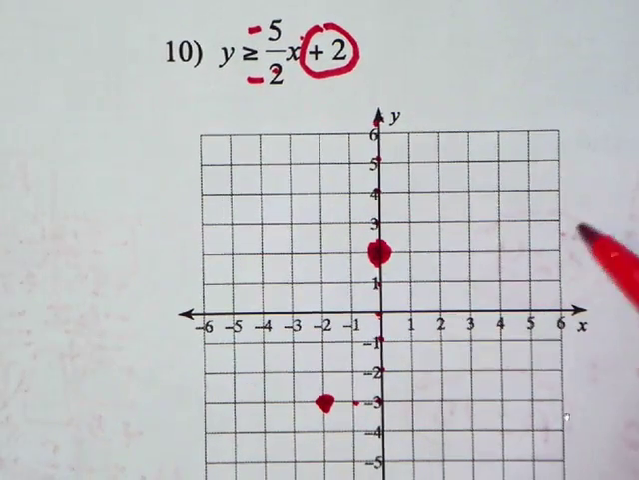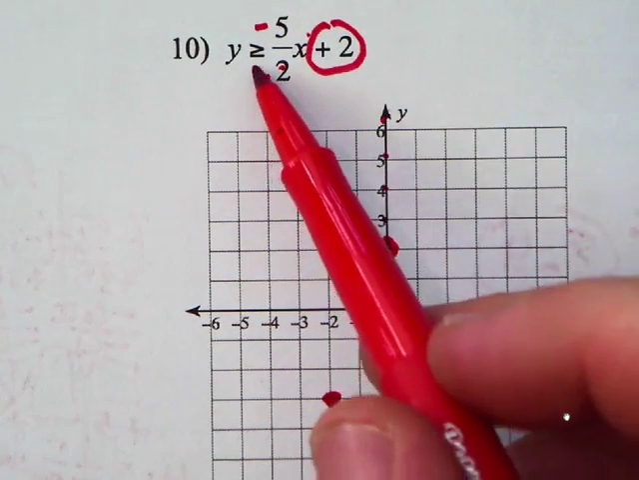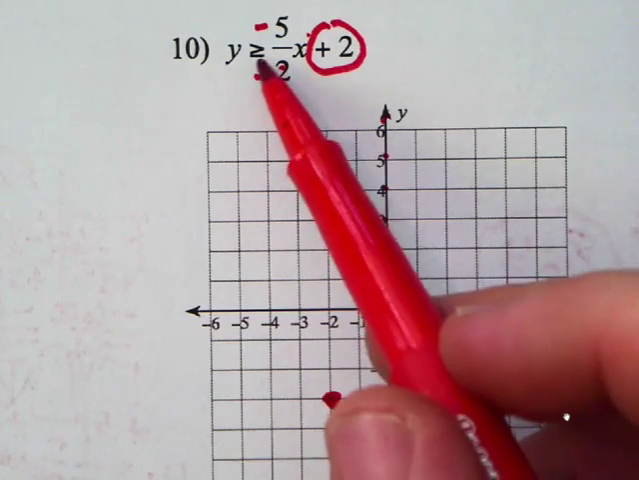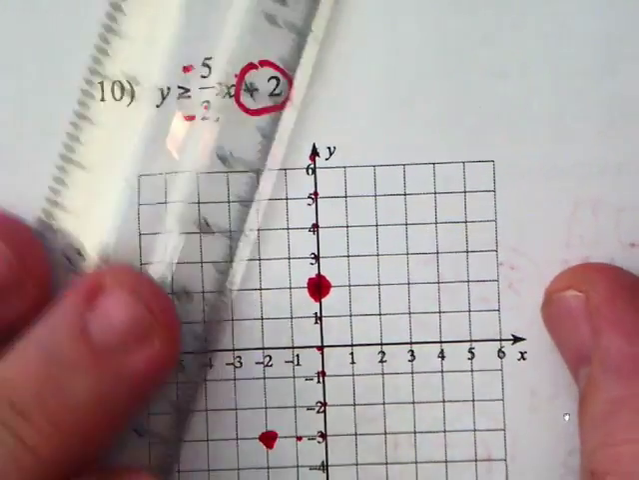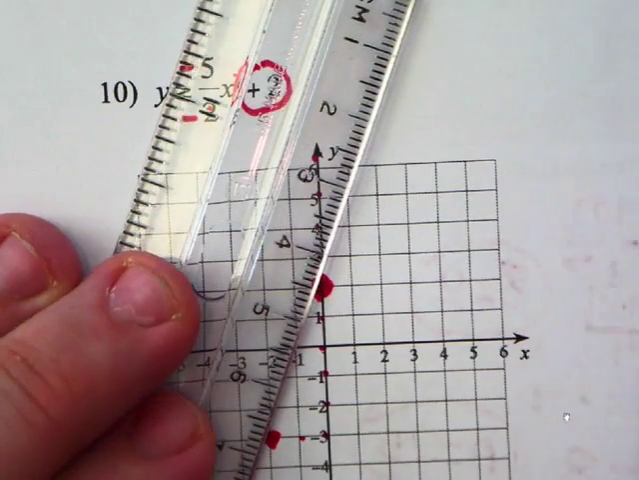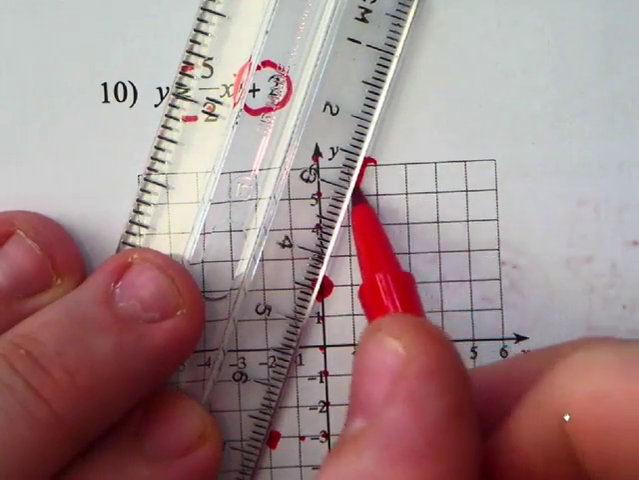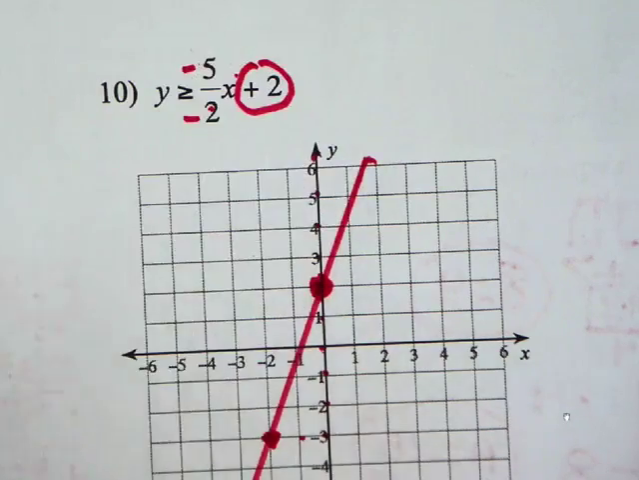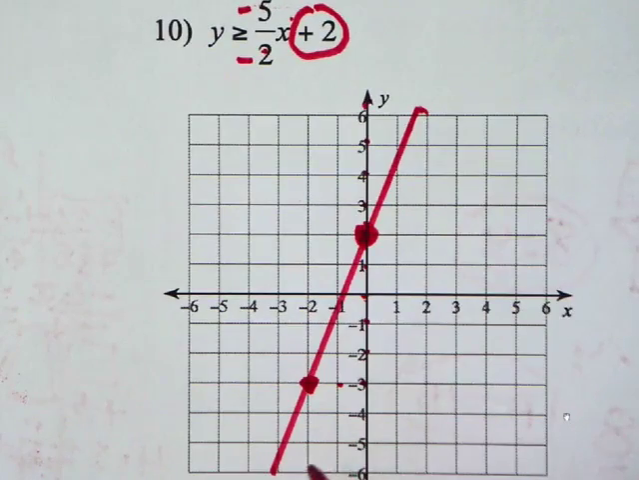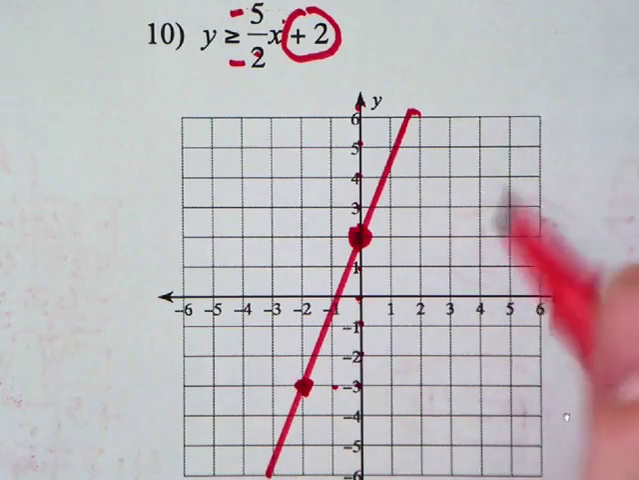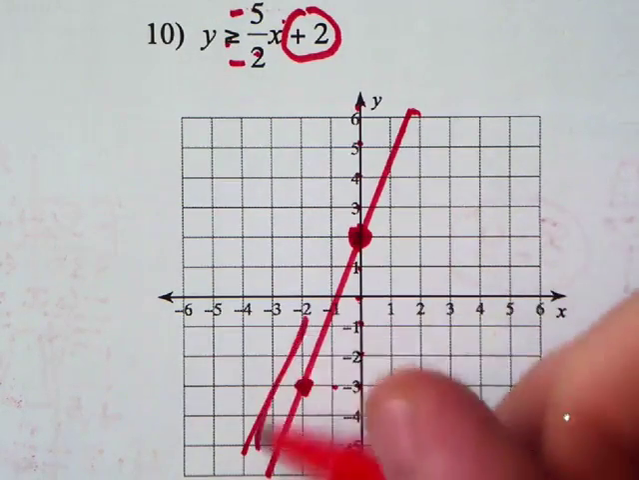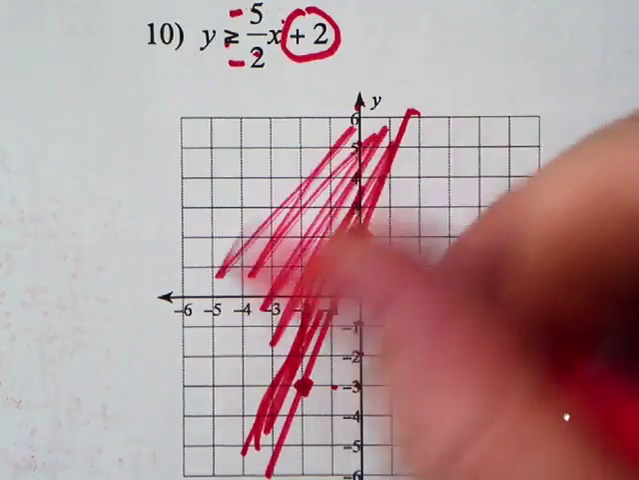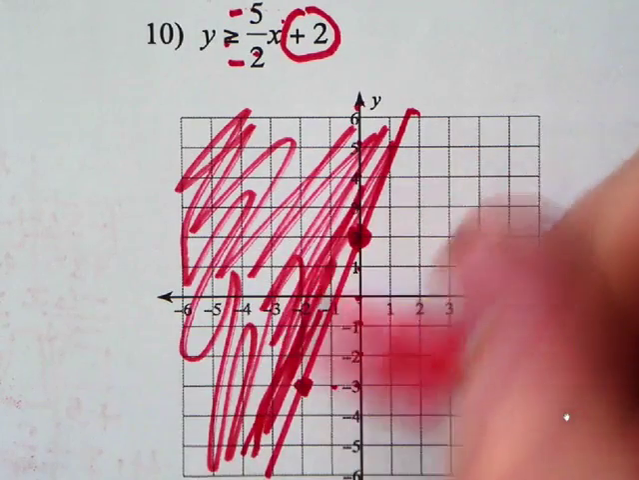Okay. Now we're back to the inequality, and notice the line under the greater than, making it greater than or equal to. With that, we're going to draw a solid line. Okay, so now we have a solid line. Do we shade below it or above it? It says greater than. Greater than is up, so everything above it gets shaded in.